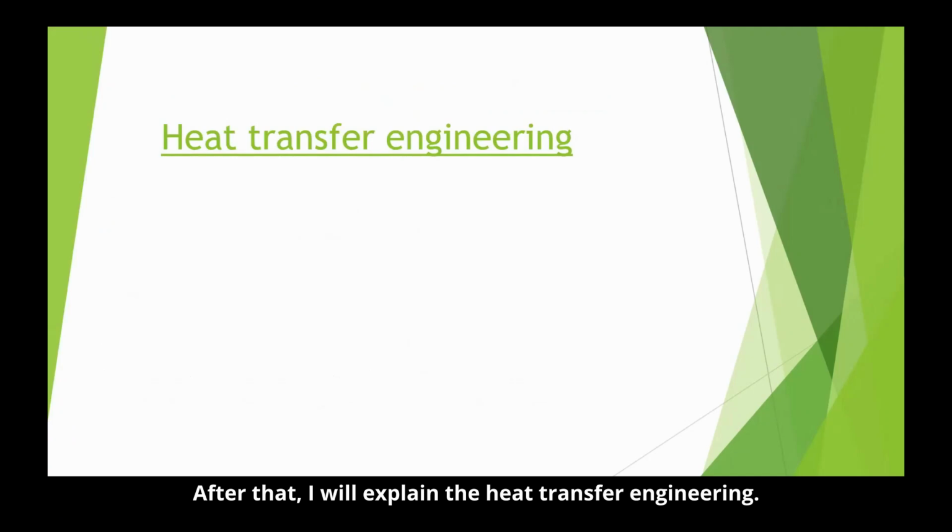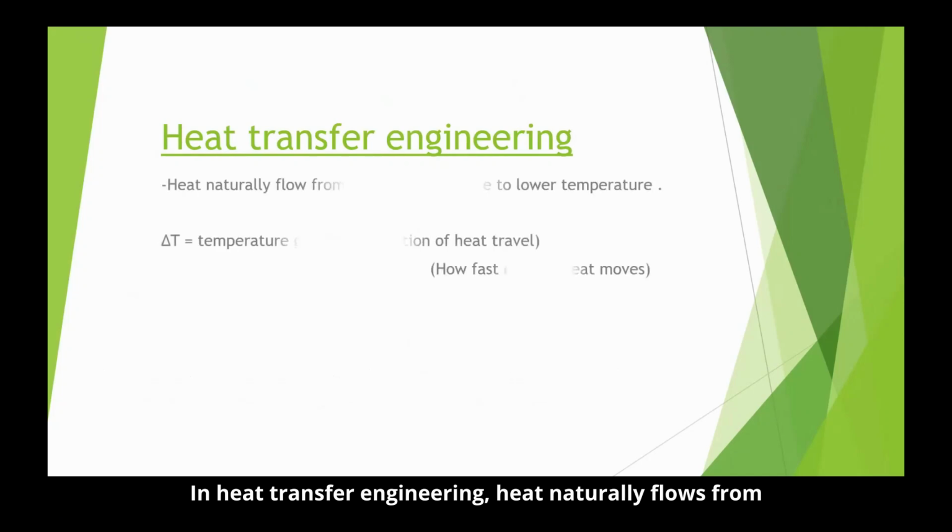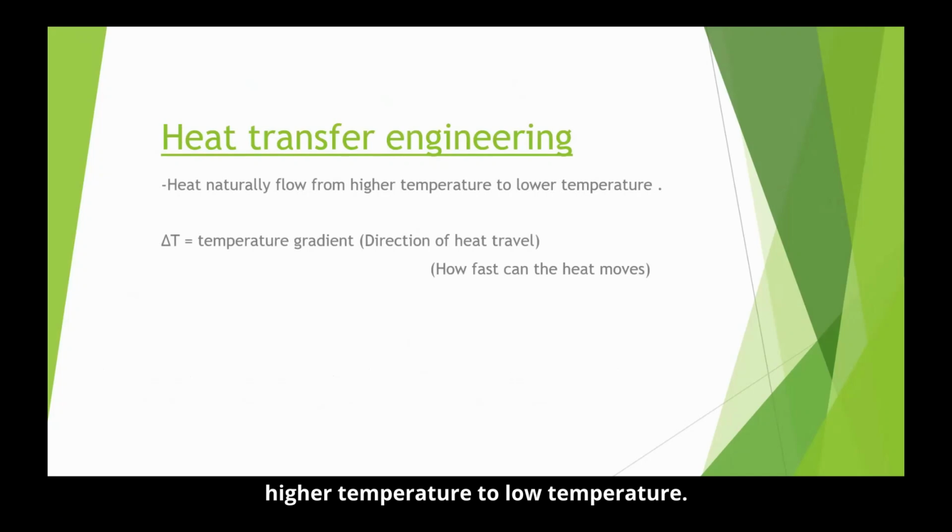After that, I will explain heat transfer engineering. In heat transfer engineering, heat naturally flows from higher temperature to lower temperature. The direction of fastest heat flow is determined using partial derivatives. Engineers combine these derivatives to form something called the temperature gradient, which is del T. This tells the direction of heat travel and how fast the heat can move.